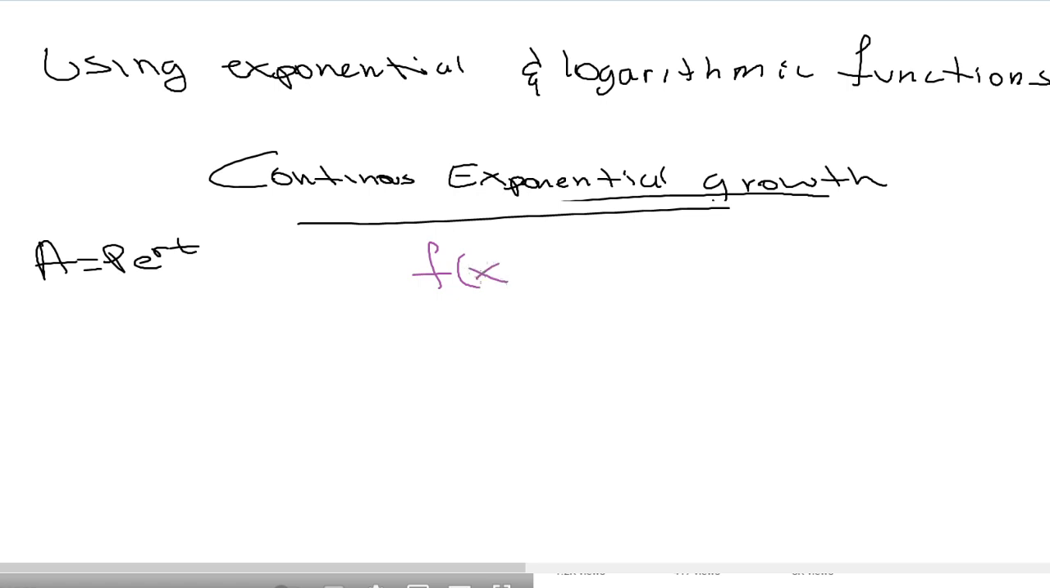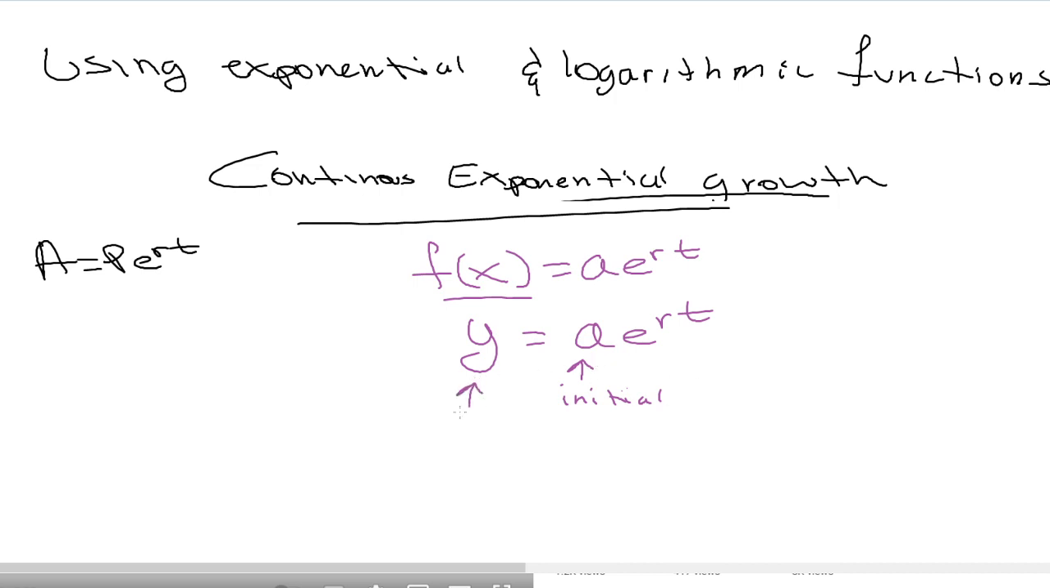This one is very similar to that, with the exception that a couple variables are changed. So f of x equals A times e to the rt, or y equals A times e to the rt. Remember, the f of x is just another way to say y. A stands for the initial amount or initial population. Y stands for the amount at t time. So if we're looking for population at t time, that's going to be y. And t is always going to be your time.